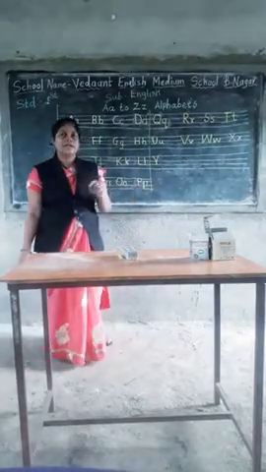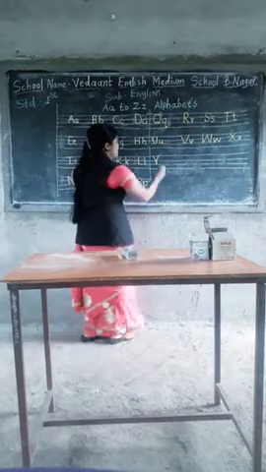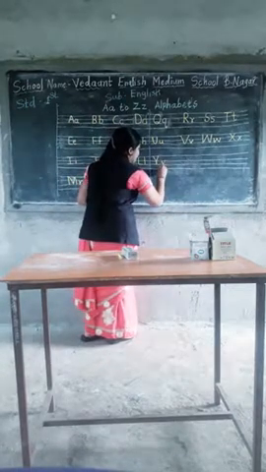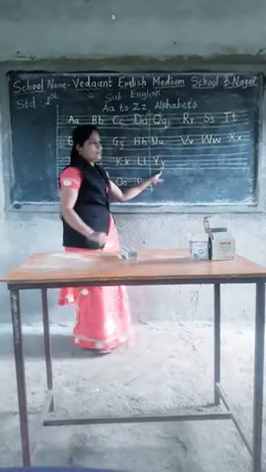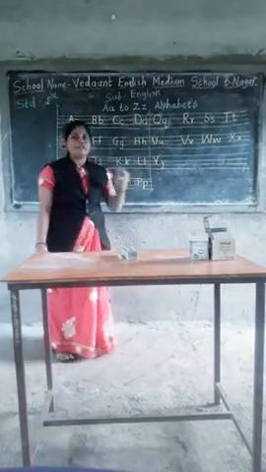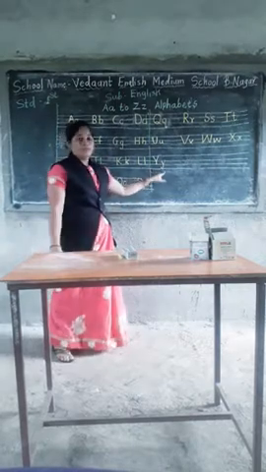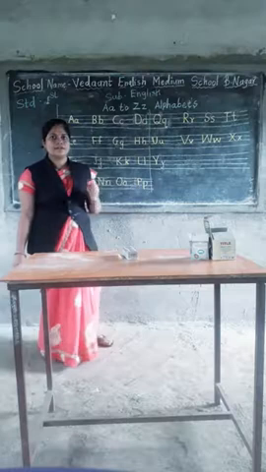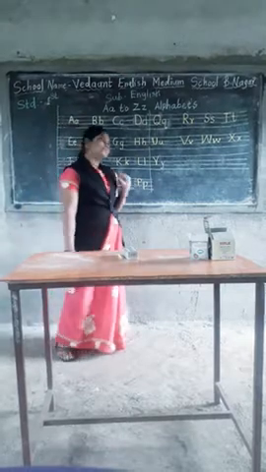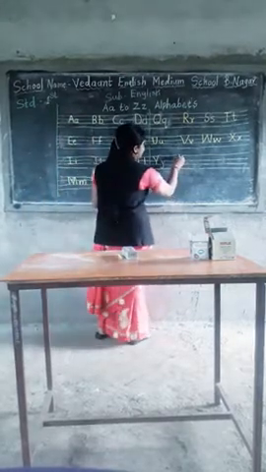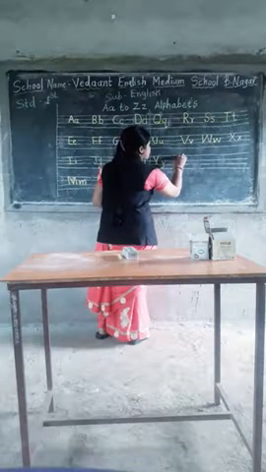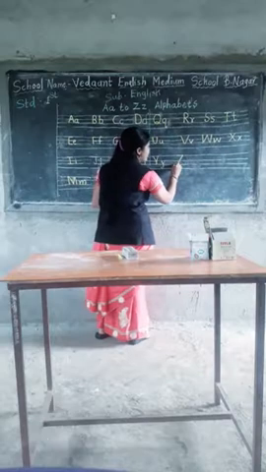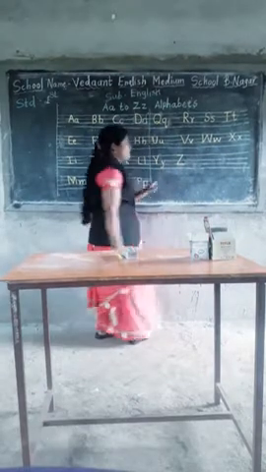Okay, so how to write small y? Let's see. Go to the middle two lines and connect to the fourth number line. In this way you write the small y. And lastly we will learn the last letter which is Z. So how to write Z? Sleeping line, slanting line, after that sleeping line in 3 lines.